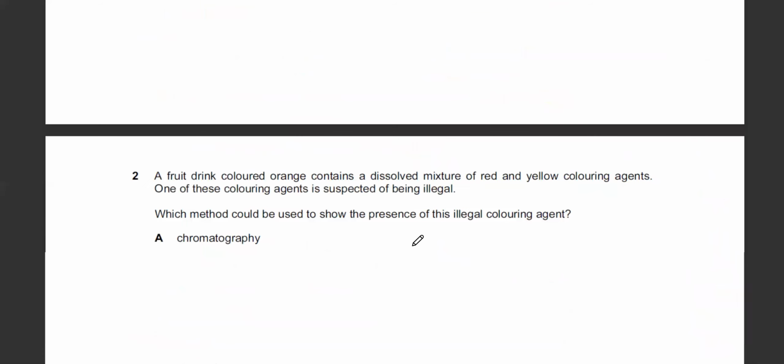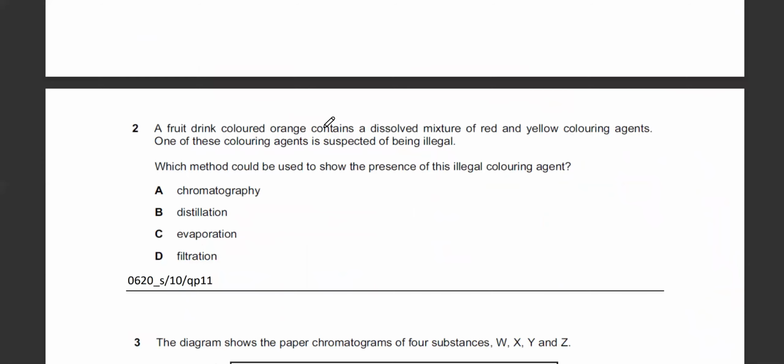So next is again a fruit drink colored orange. It has red and yellow coloring agents. So which method would you use?